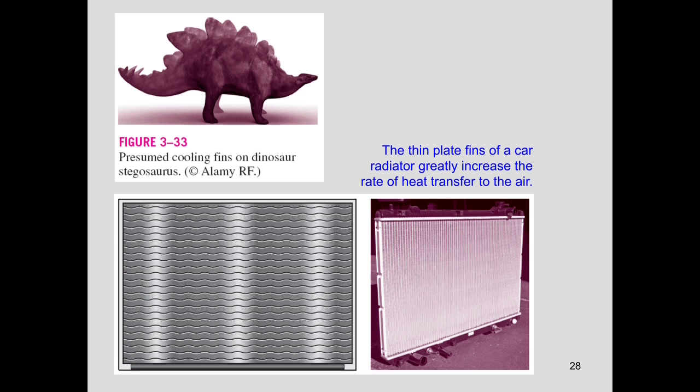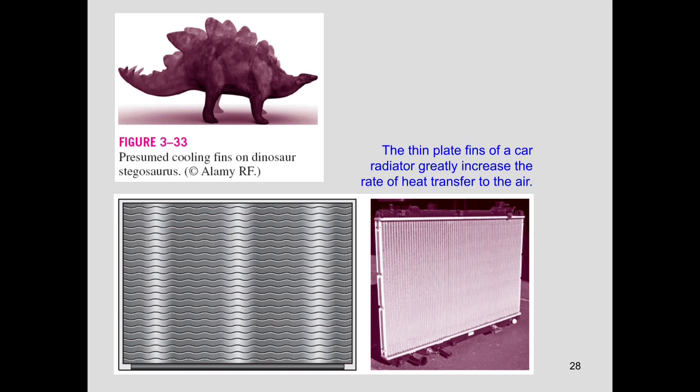The first example is the presumed cooling fins on the dinosaur Stegosaurus. In the dinosaur era, about 150 million years ago, some dinosaurs like the Stegosaurus had a bone-like structure over their back. We might consider these to be for safety purposes, but actually a large amount of blood would circulate over that bone structure. Then a large amount of heat would be supplied to the surrounding medium. So this is to increase the heat transfer rate.